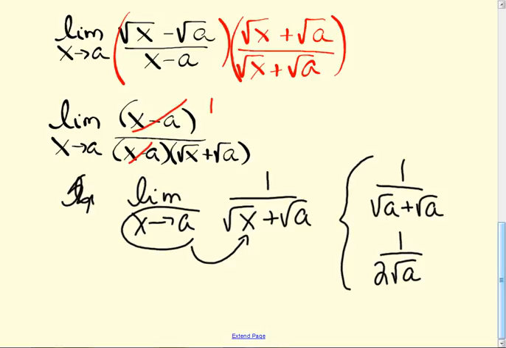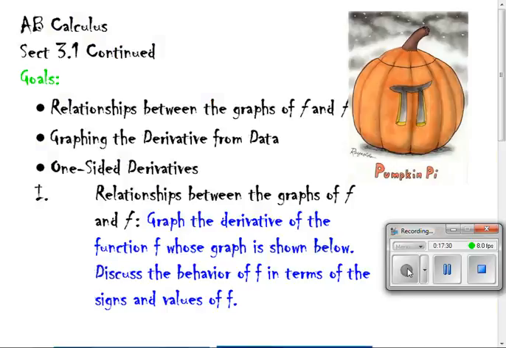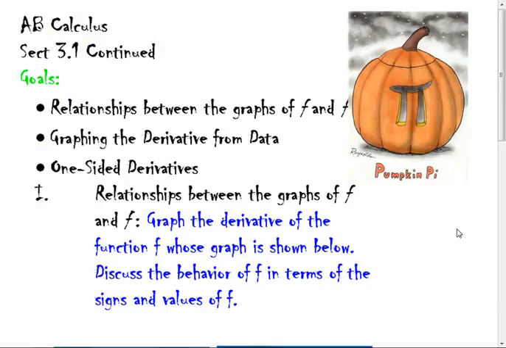Maybe I'll do 2 videos. That may be too confusing. Okay, so I'm going to pause this. What the second half of this section talks about is finding relationships between the graphs of a function and its derivative, and graphing the derivative from data.